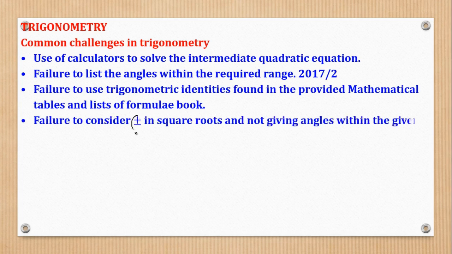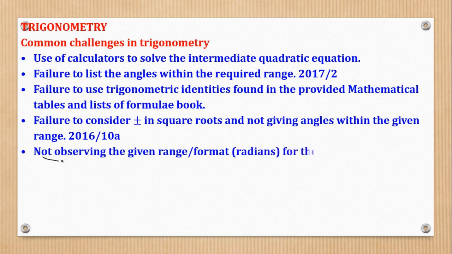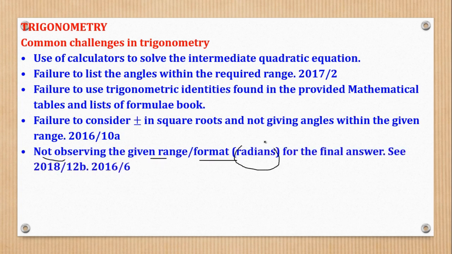Failure to consider the plus or minus square roots and not giving angles within the given range. Students in that year had that challenge. Not observing the given range of formats. If they want the range in radians, the final answer should be in radians. You can also try to look at those years.